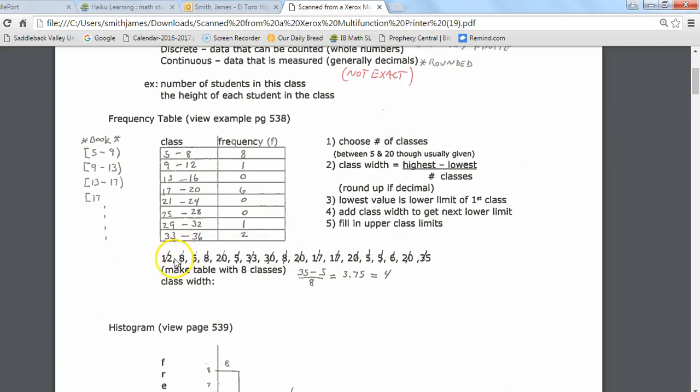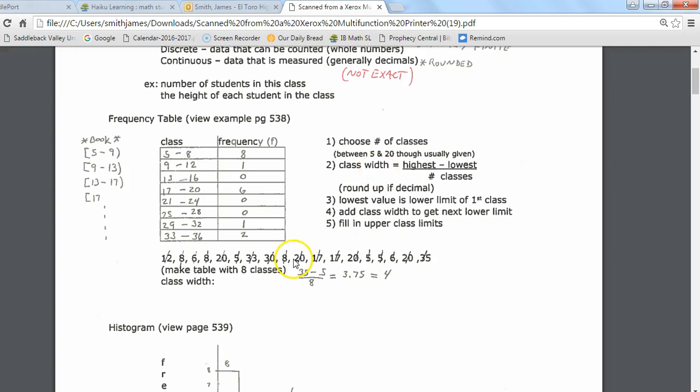So we're going to be working with this list of data right here, and let's say we were told to create a frequency table with 8 classes in it. How do we determine the class width? Well, we take the highest value minus the lowest value and divide it by 8, because we're using 8 classes. That tells us how big to make our class width.